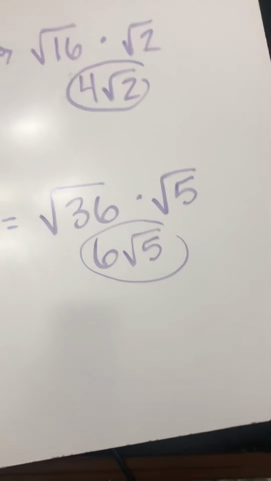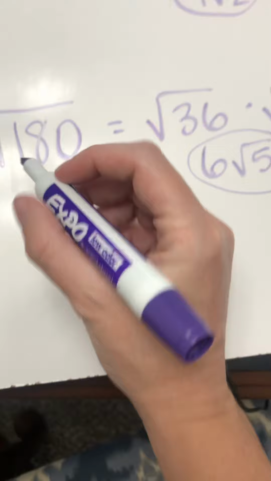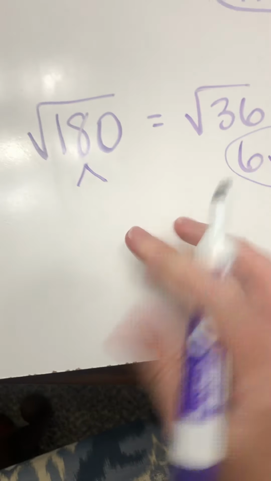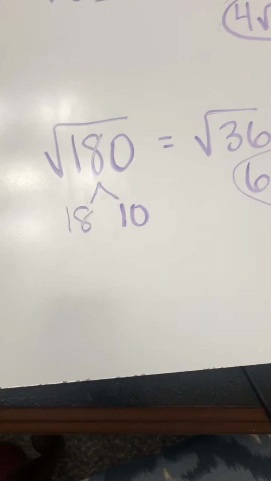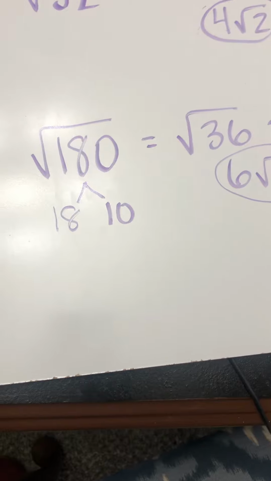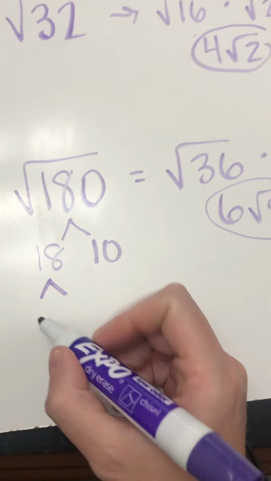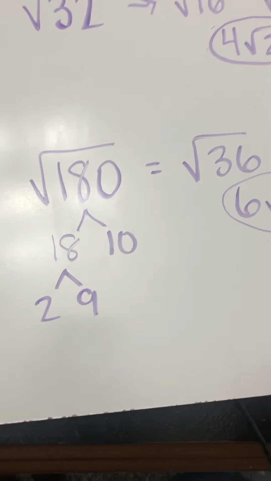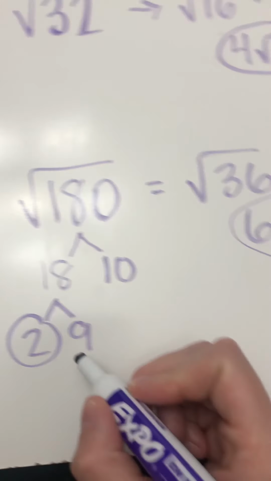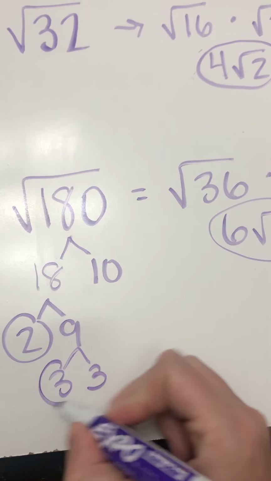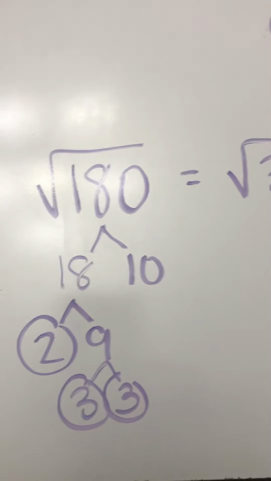If I don't know how to do this, I'm going to come over here and start breaking down 180. To get 180, I could do 18 times 10. That one's pretty obvious. Now I've got to break these down to prime numbers. 18 could break down into 2 and 9. 2 is prime. 9 is not prime because what can we multiply to get 9? 3 and 3. Now I circle my prime numbers once I get down to that point so that I don't lose them.